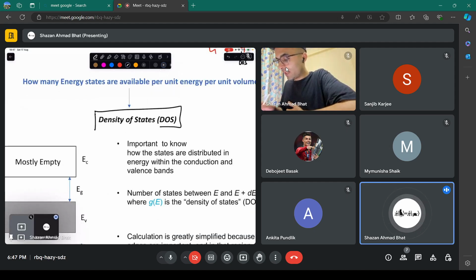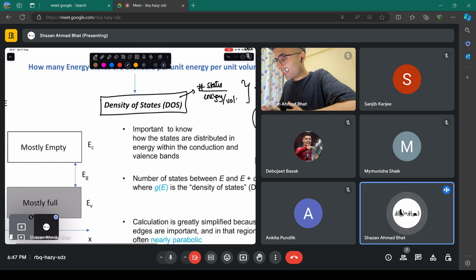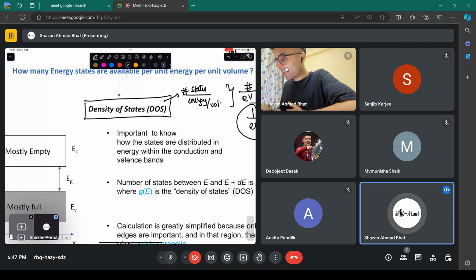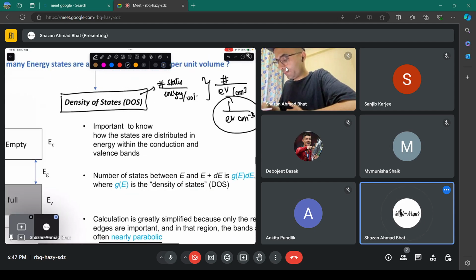So the density of states is the number of states per unit energy per unit volume. That's why the unit of density of states is the number per unit electron volt per centimeter cube. So it's per electron volt per centimeter cube. So this is the unit of density of states. It says how many electronic states are available per energy per unit volume.